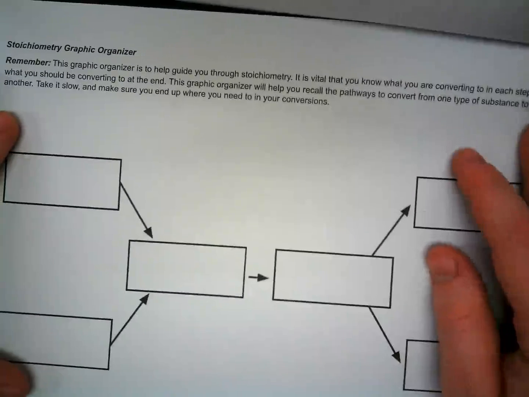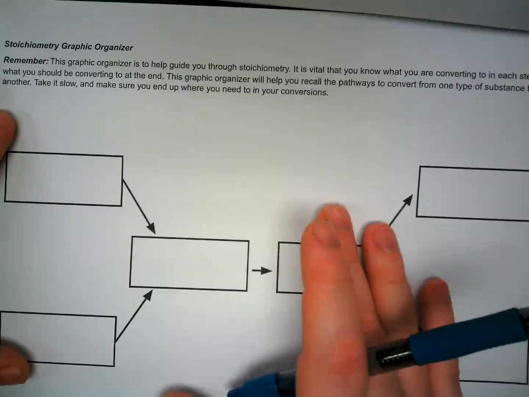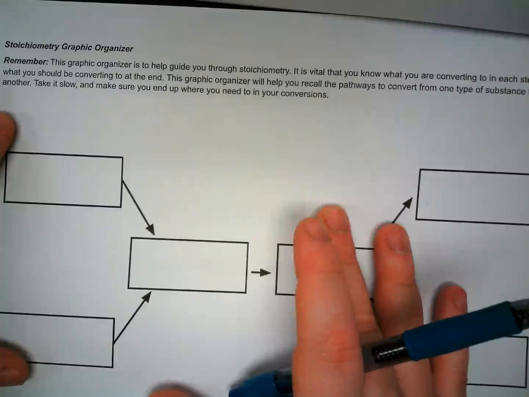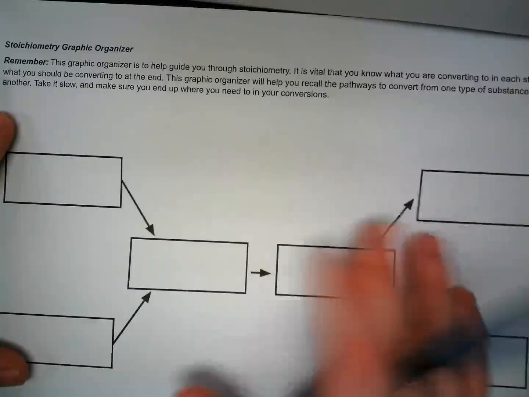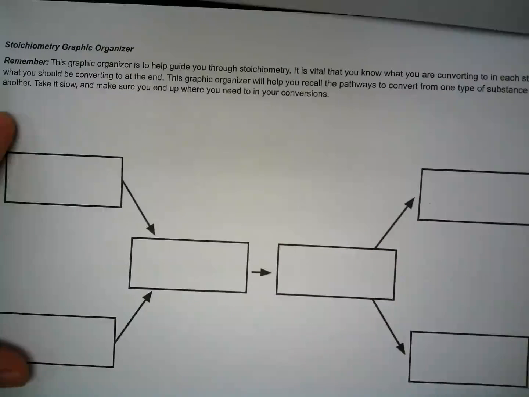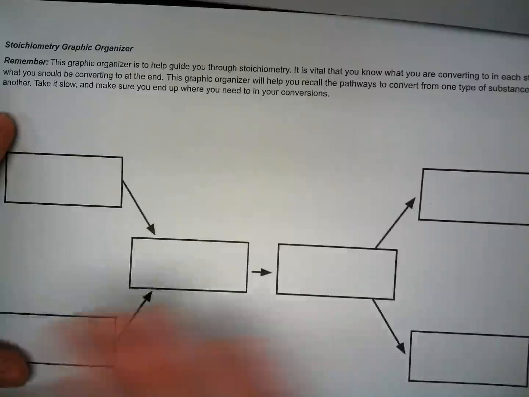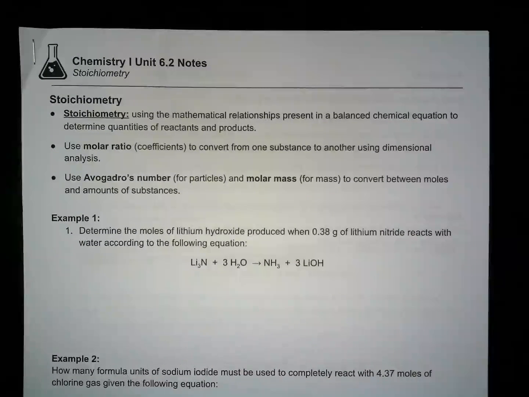And then finally, we're going to be filling out this graphic organizer. This is a tool that I want you to be using and referring to while we're working on stoichiometry throughout this unit, because it is going to be invaluable. What we're going to do, you'll see in a bit, is lay out the steps you take in order to go from one kind of substance to another kind of substance. Okay, so let's get straight to the notes.